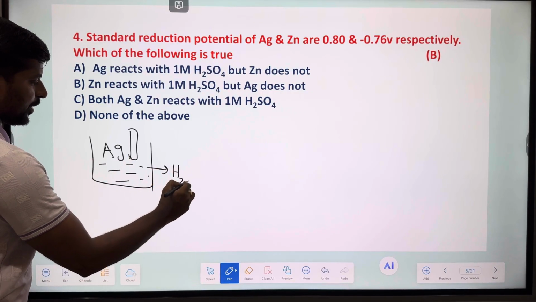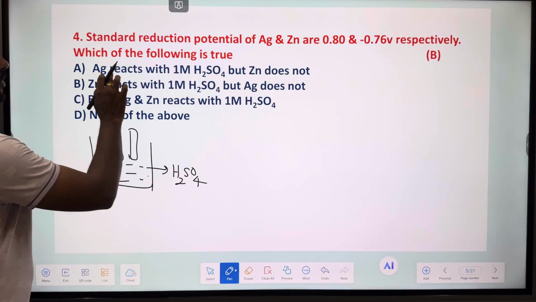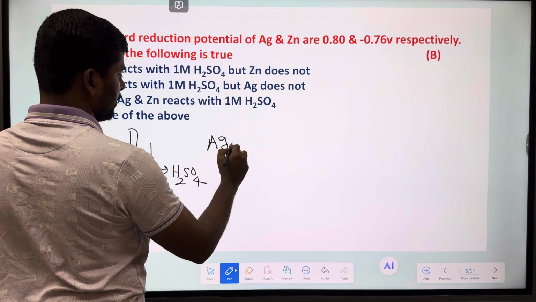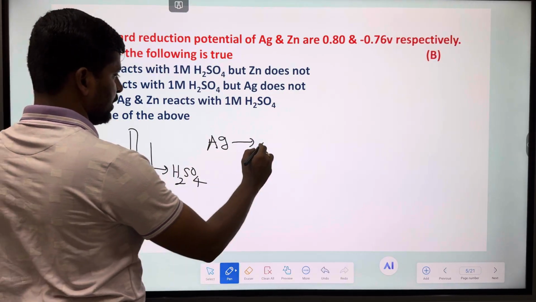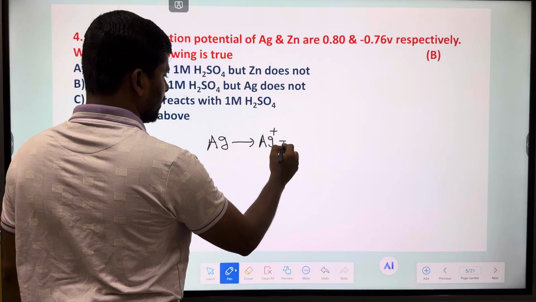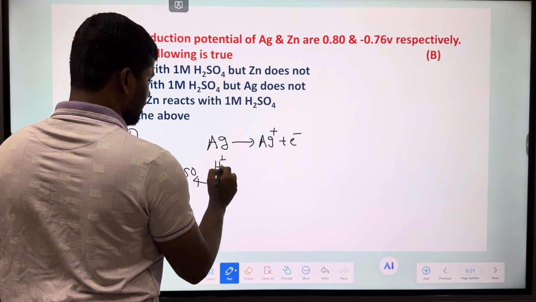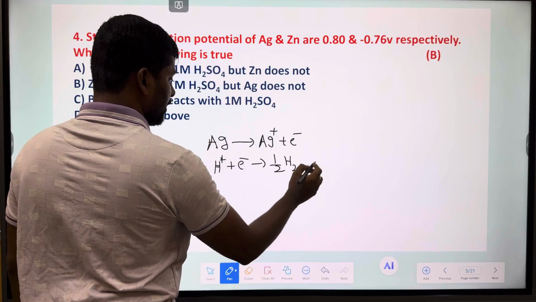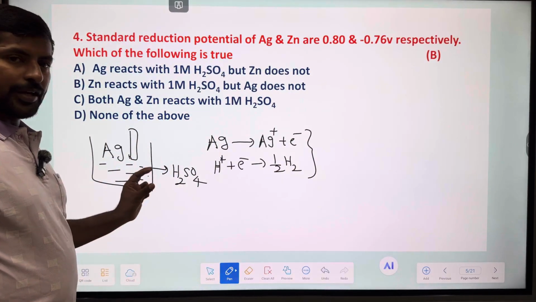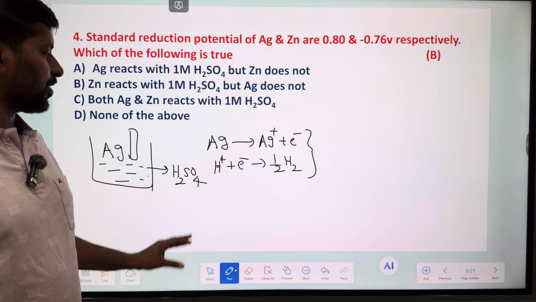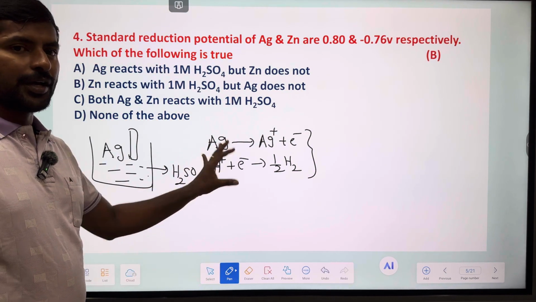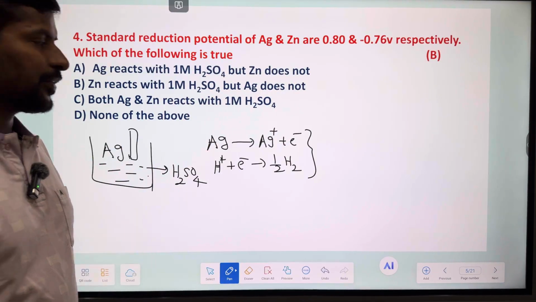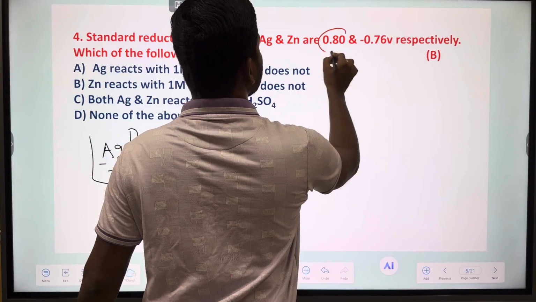What happens, if you see? Silver reacts with 1 M H2SO4. For example, if silver goes into the solution as Ag+ plus electron, then whatever H+ ions we have in the solution, H+ plus electron, we may get half H2. This reaction may occur. If silver undergoes oxidation, then H+ ions may undergo reduction. Like this we may expect, but actually this cannot happen, since what is the standard reduction potential of silver given?